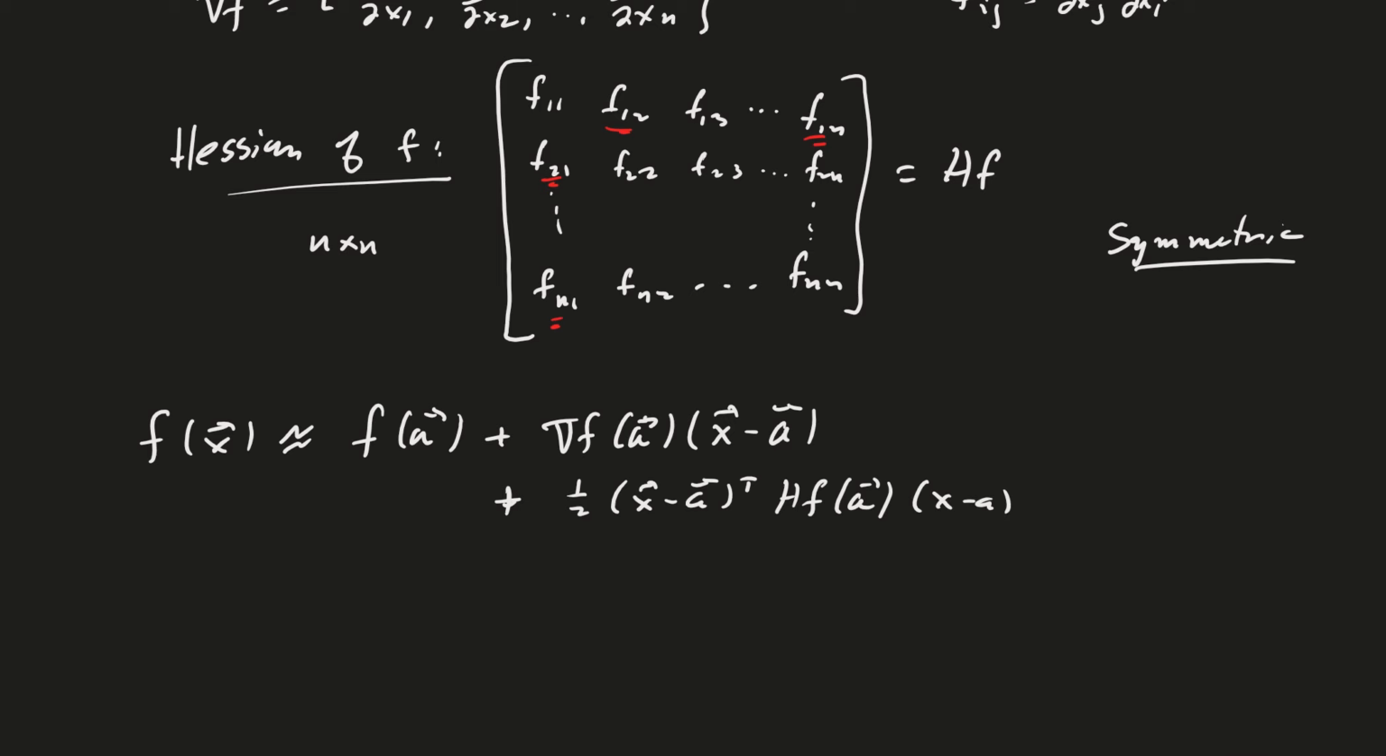And so just to emphasize this, this is 1 by n right here, this is n by n, and this is n by 1. So altogether then you have a 1 by 1. So that is a scalar. Okay. Good.